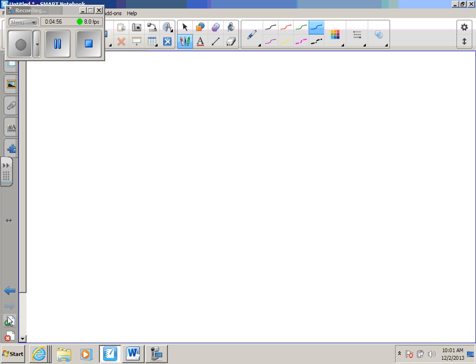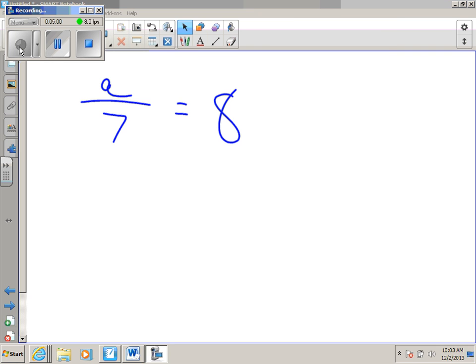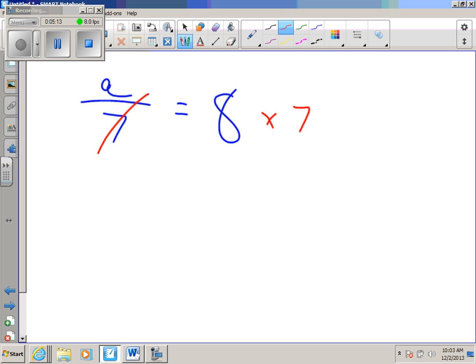A over 7. A, what is happening to A? It's being divided by 7. Right now, that's what's happening. So I need to do the opposite of what's happening right now, which is going to be to multiply by 7. A will equal, is 56 divided by 7? 8. Then we're good. Any questions on those kinds of equations?